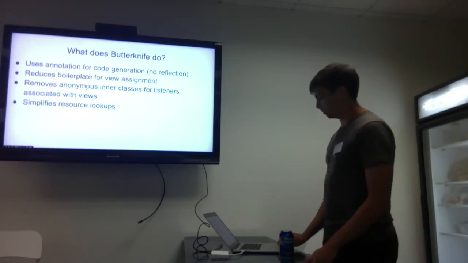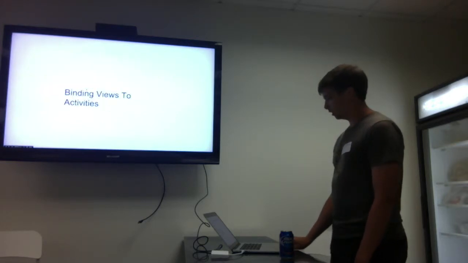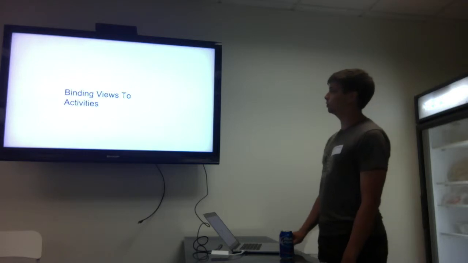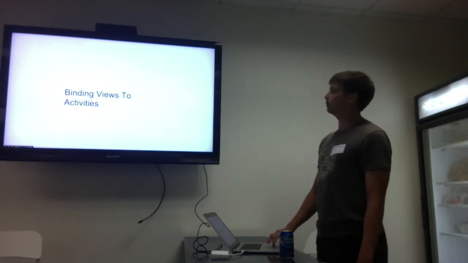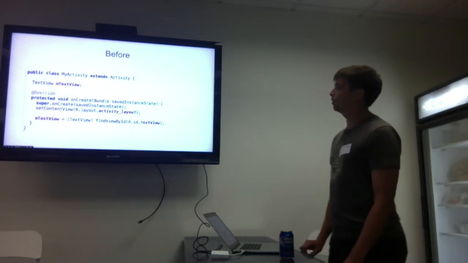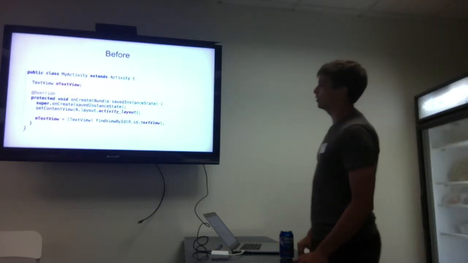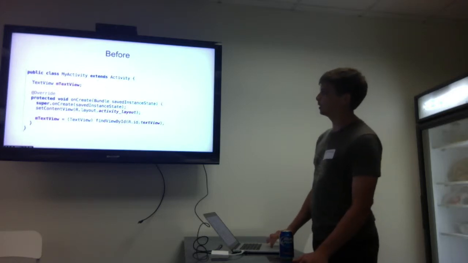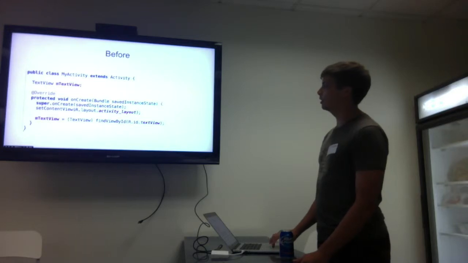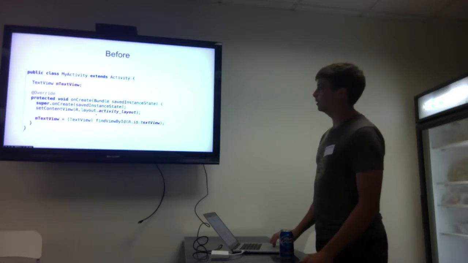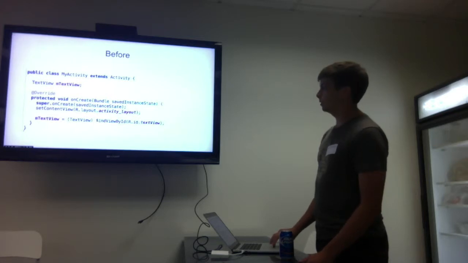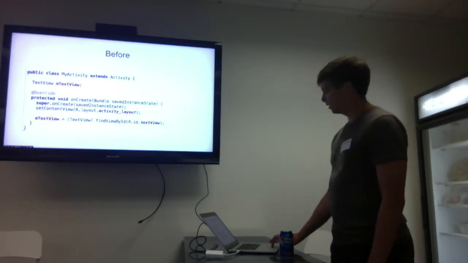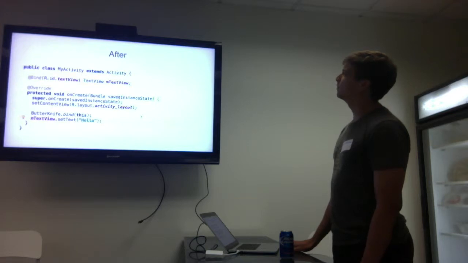So I'm going to run through how you can use it and the range of using it. The first and most used feature is that it binds views to activities. So this is what it looks like before Butterknife. You declare your text view field, use the m prefix or however you want to declare it. It's just a basic activity, just like Mark was talking about earlier. You set your content view, which is just the view of the activity, and then you have to cast the text view, type the dreaded findViewById, and then search the resource. So that's before Butterknife, but after, you get something that looks like this.